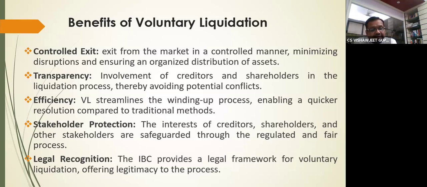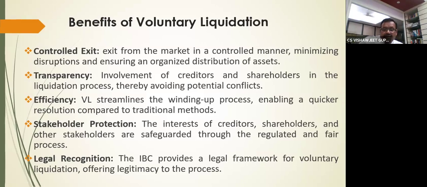Efficiency: voluntary liquidation streamlines the winding up process, enabling a quicker resolution compared to traditional methods. Stakeholder protection: the interests of the creditors, shareholders, and other stakeholders are safeguarded through a regulated and fair process. Legal recognition: the IBC provides a legal framework for voluntary liquidation, offering legitimacy to the process. So these are the benefits of voluntary liquidation.